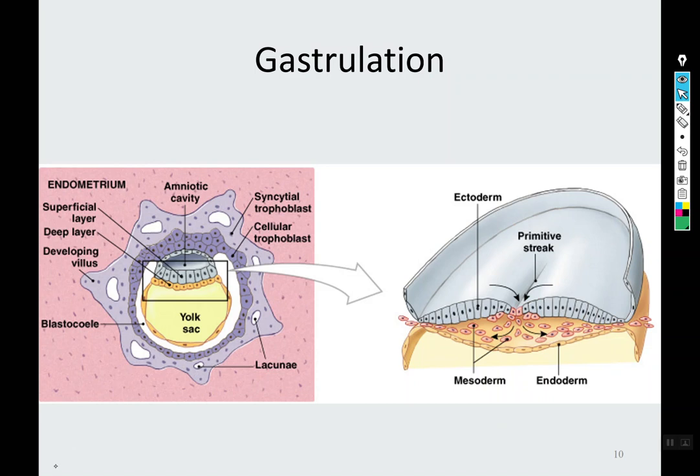Okay, so moving right along. Gastrulation is the process by which this occurs. So the primitive streak shows up, and then this cell cycling begins. So it's going from a flat sandwich to a more complex folding sandwich.